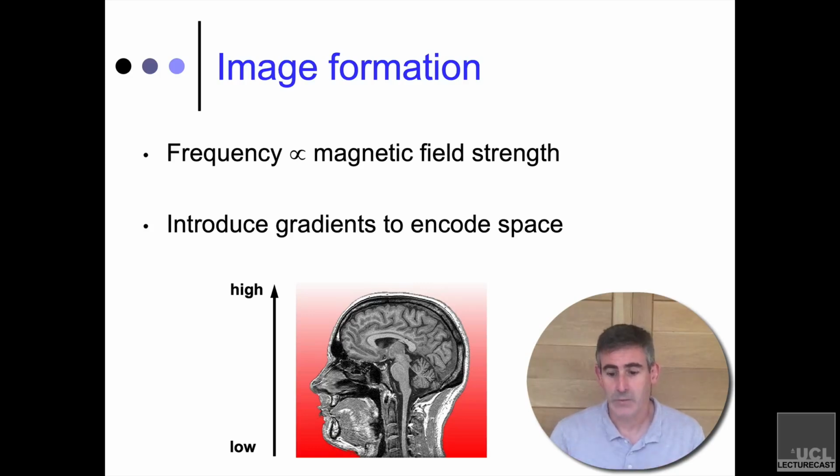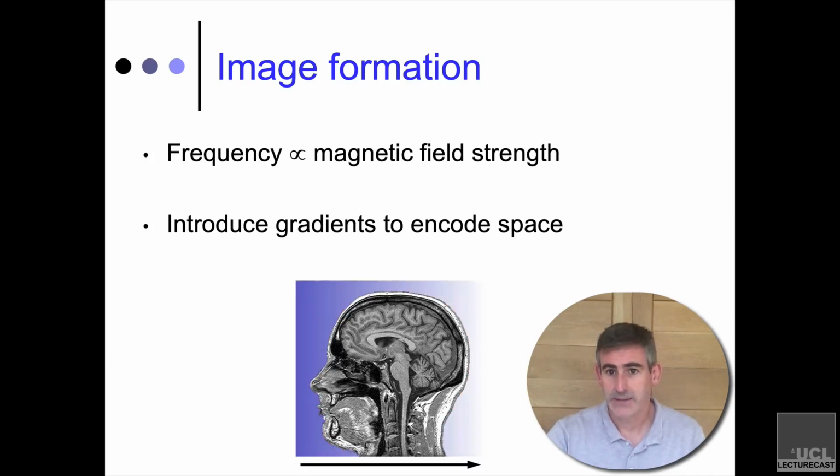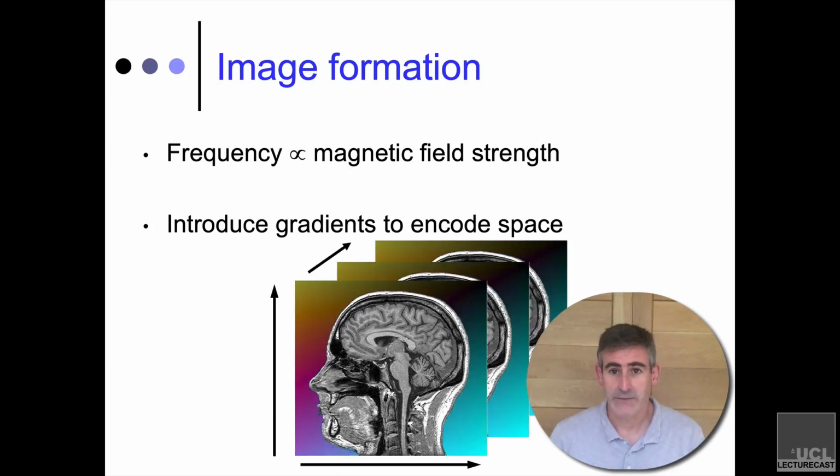And of course, if you can do it in one dimension, from, for instance, bottom to top, as shown here, you can do it in a second dimension, so front to back. And in fact, you can even do it in a third dimension, left to right, so that the frequencies you're getting out of the scanner tell you where in space this signal comes from.